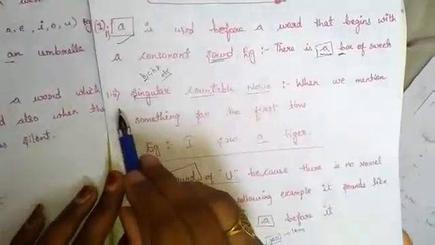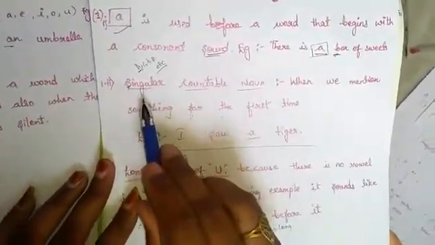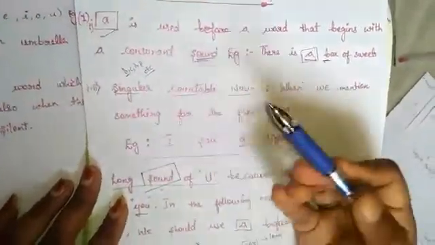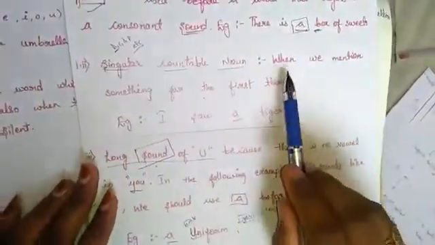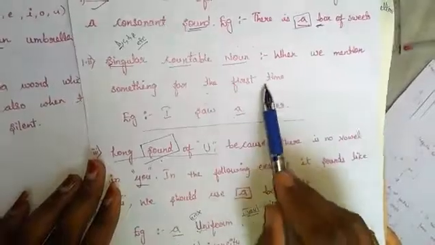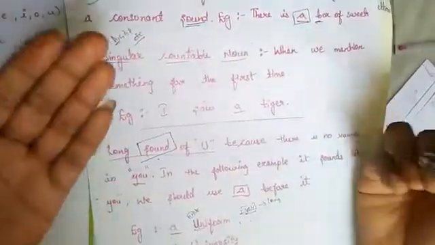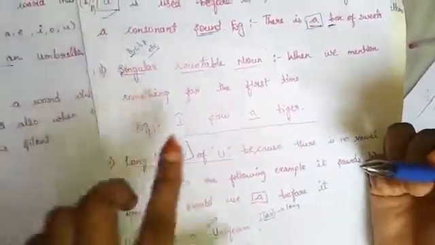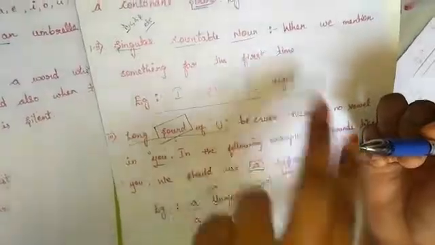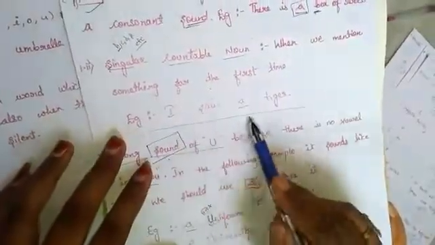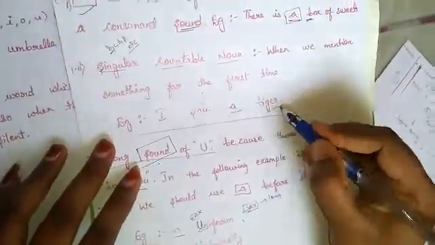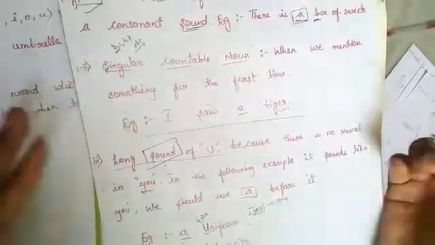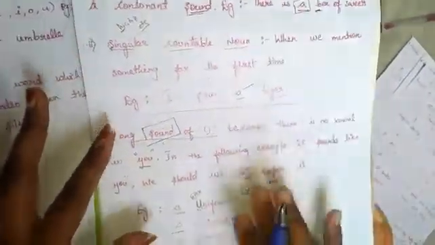Second, where we have to use a is in front of a singular countable noun. Later we will discuss in detail what is a singular countable noun, but here, when we mention something for the first time, when we are seeing something for the first time, we can use a before that. Example, I saw a tiger. Tiger is a wild animal, right? We can't see it daily, once in a while we'll see. I saw it for the first time. For that reason I have used a tiger.